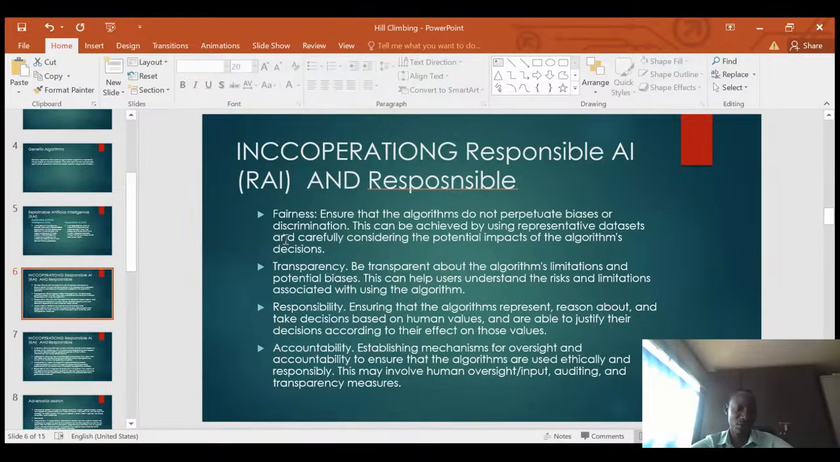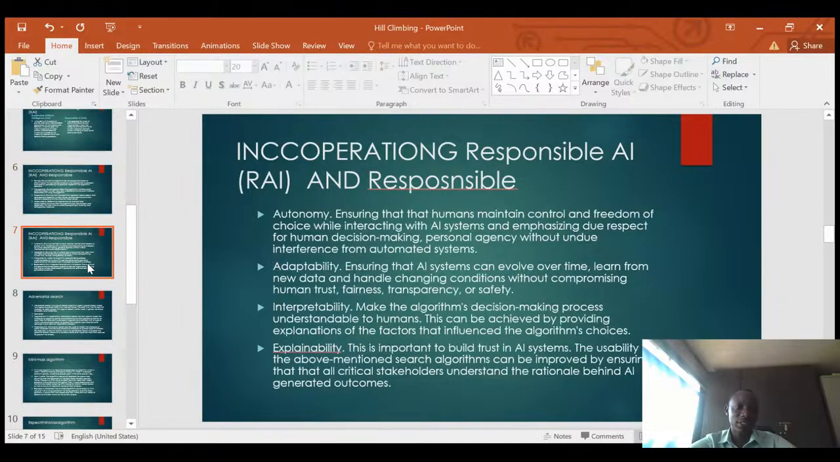Is it ethical and responsible enough? That is the major goal. Still under the parameters, there's autonomy, adaptability, interpretability, explainability. All these are just self-explanatory points.